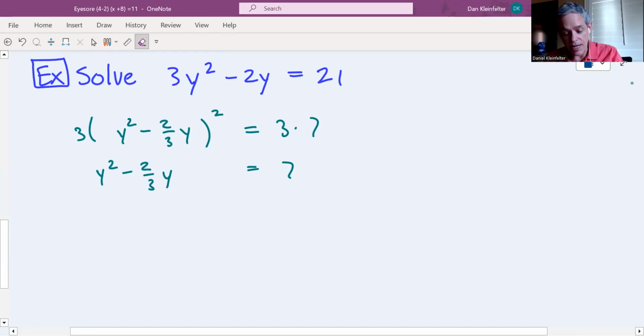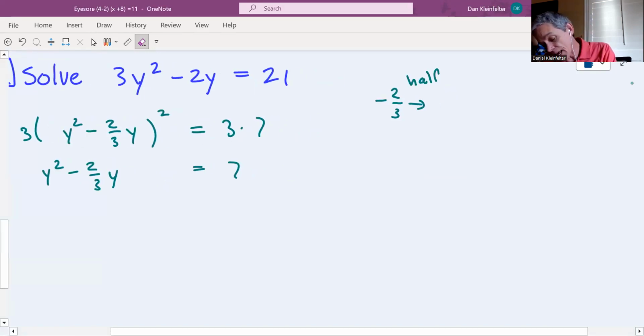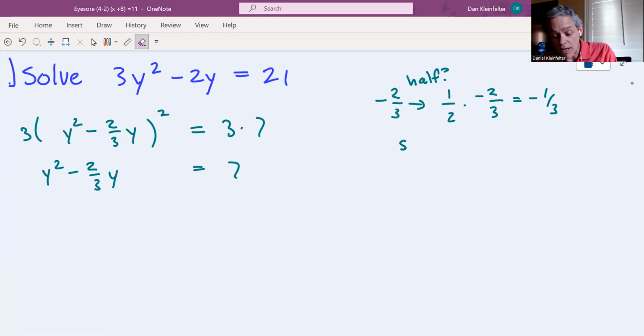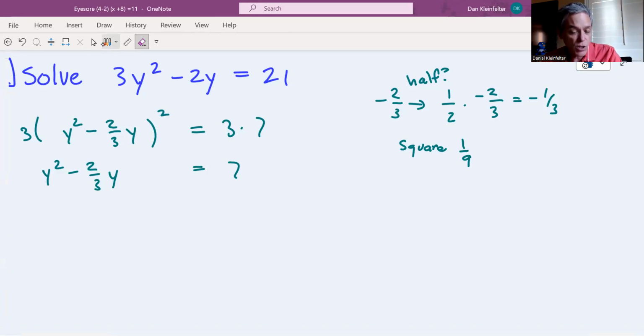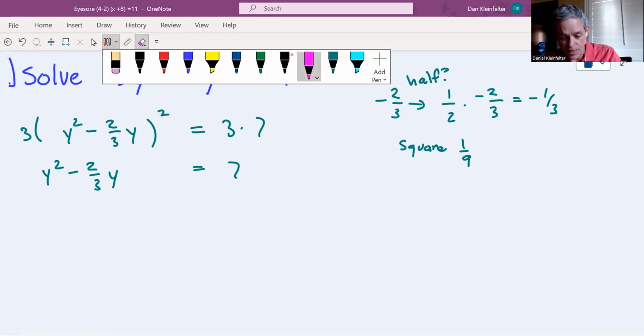Taking a look at the number next to the y, which is negative 2/3, we're going to want to take half of that. Remember that to take half of a fraction, you double the denominator because you are really multiplying by 1/2. So this will give you 2/6, which is the same as 1/3. That's negative 1/3. So we've taken half of negative 2/3, that's negative 1/3, and we're going to square that. If you take 1/3 and square it, you get 1/9. So we're going to be adding 1/9 to both sides.